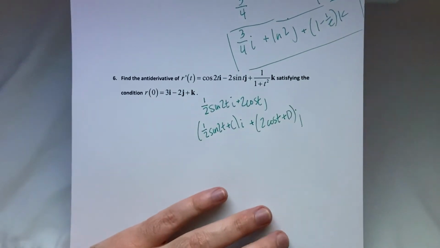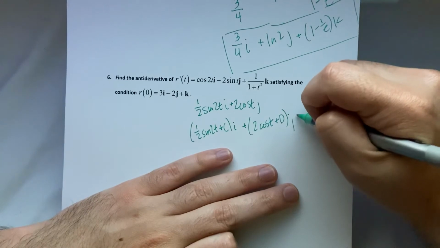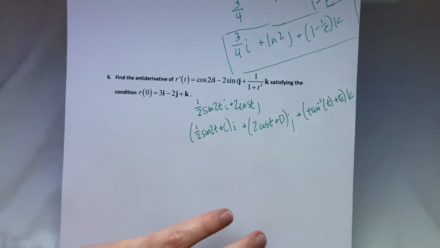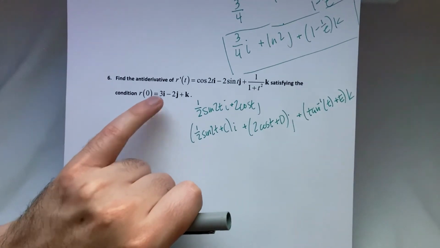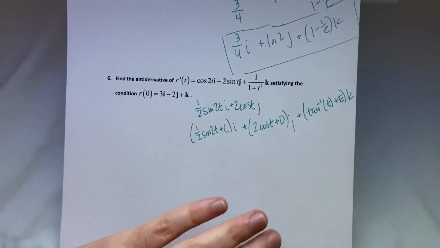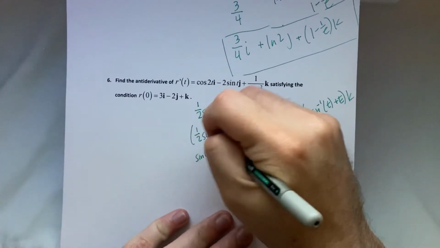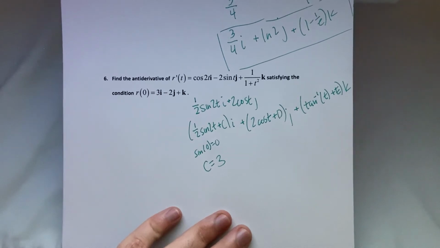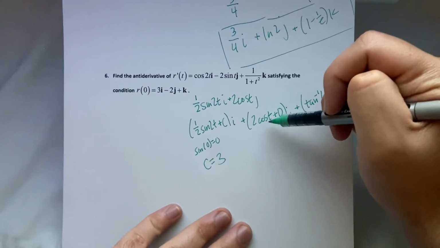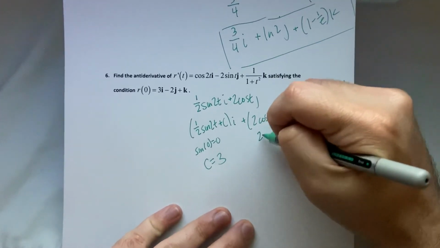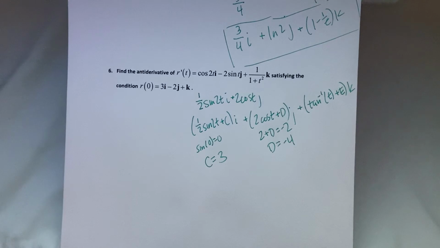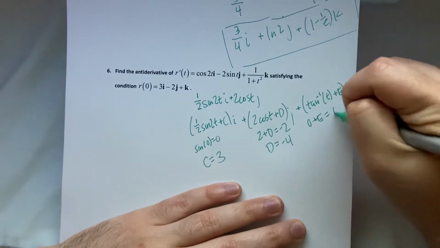The integral of 1 over 1 plus t squared, you should recognize that as tangent inverse of t plus e k. Now, it said my initial conditions are that this thing has to be 3, negative 2, and 1 at 0. So what's the sine of 0? 0. So my c has to cover the 3. So we've got c equals 3. What's the cosine of 0? It's 1, so 2 times 1 is 2. So 2 plus d has got to equal negative 2, so d is negative 4. What's the inverse tangent of 0? 0. So 0 plus e has got to equal 1, so e is 1.